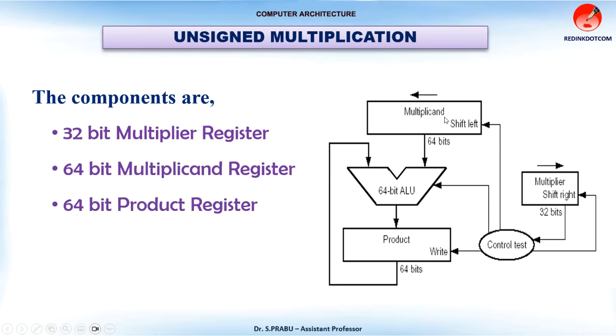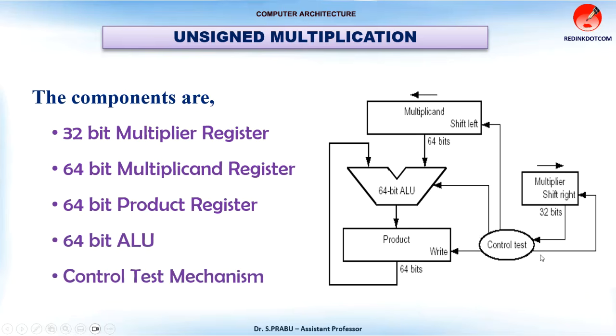The product as well as the multiplicand are both double the size of the multiplier, because during this process we are going to add the multiplicand and product by this arithmetic and logic unit. So these two registers' sizes should be the same. If it is a 4-bit number, then we can use an 8-bit multiplicand as well as an 8-bit product. So these two register contents can be added with the arithmetic and logic unit. Then appropriate control signals can be generated by this control mechanism.